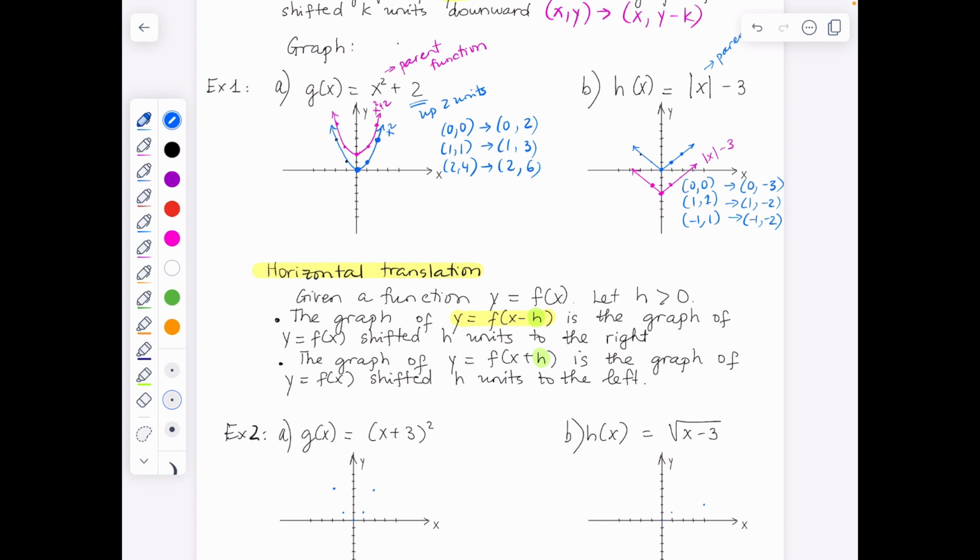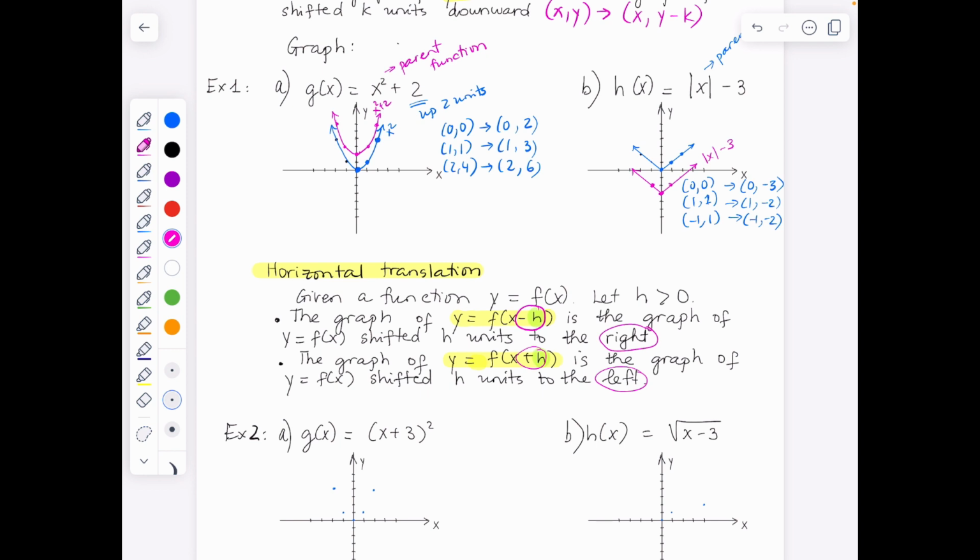The graph of y equals f of x plus h is the graph of the function f of x shifted h units to the left. Notice that it sounds sort of backward. When you subtract h, the function is actually shifting to the right. And when you add h, the function is shifting to the left.